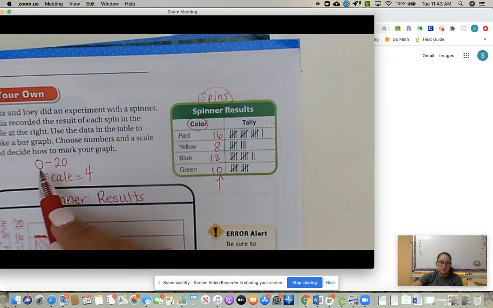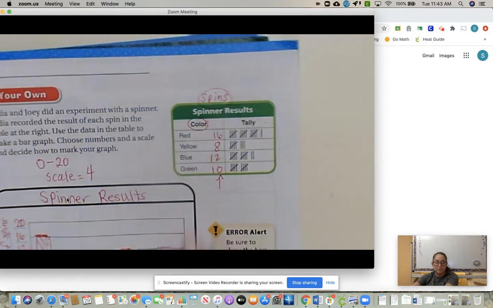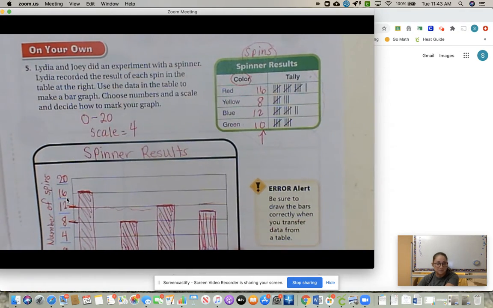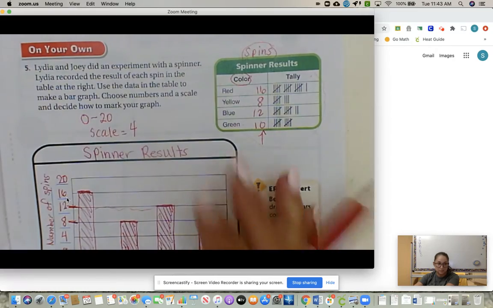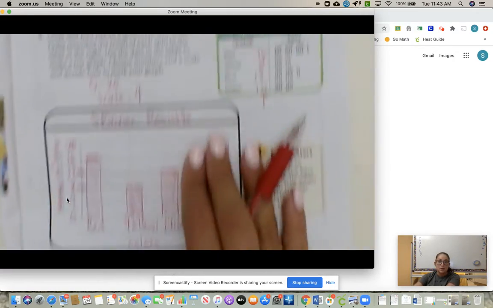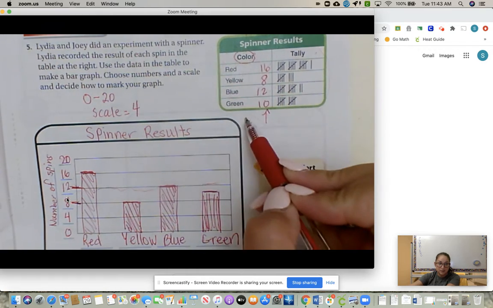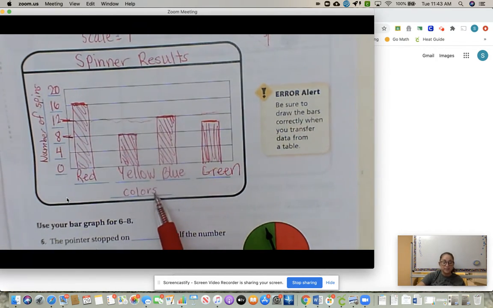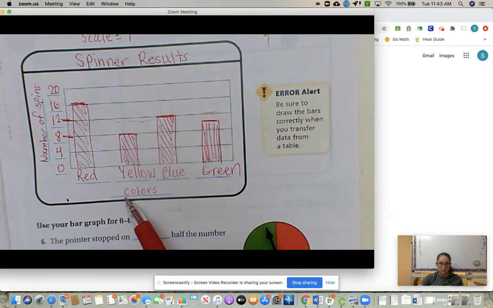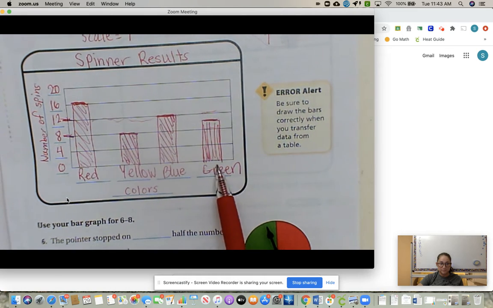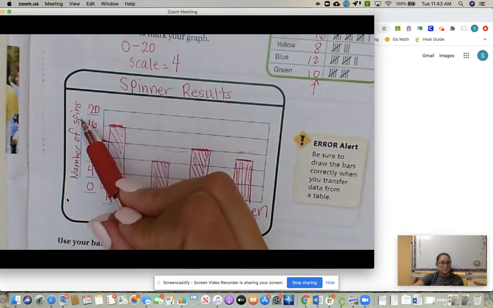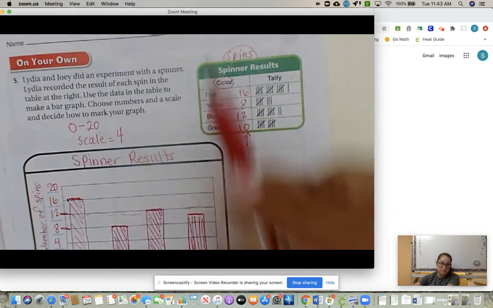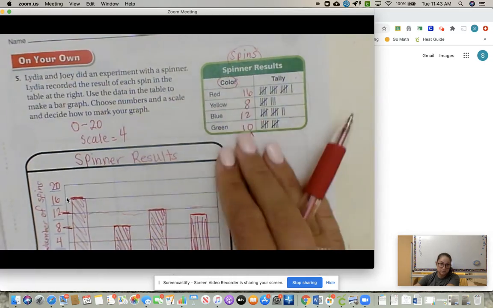So we are going to, well, let me show you how we reached that first, okay? I kind of went a little backwards, and sometimes that's okay. Whatever works for the problem. We wrote our title down, spinner results. Our category is color. So remember, our categories, the line underneath what we surveyed, is your category. So colors, and then you write them. Remember our number of, but we're not doing number of miles anymore. We're doing number of spins because we're using a spinner, so spins.